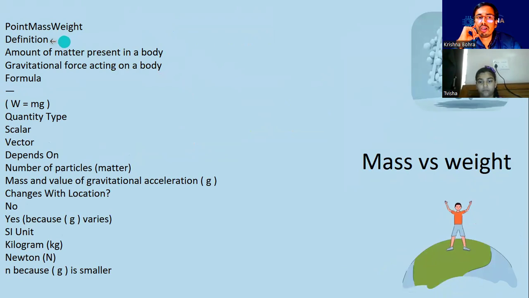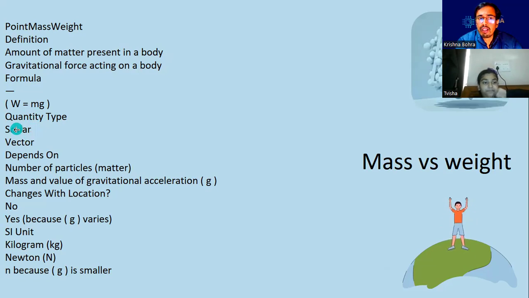Now let's take a closer look at these two things. Mass is the amount of matter present in the body, or the amount of constituent particles by which it is made up. Weight is the gravitational force acting upon that particular mass. So there is no formula for mass, but there is a formula for weight, which is m, the mass of the body, times gravitational acceleration g.